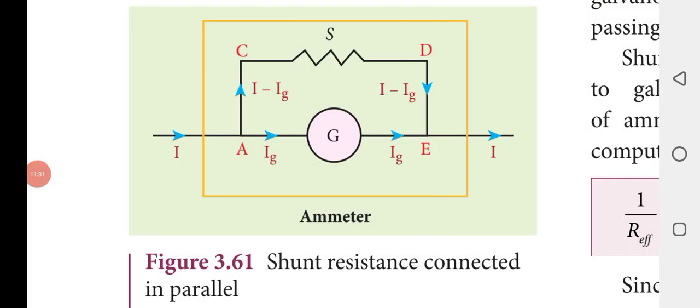And the next topic is conversion of galvanometer into ammeter and also voltmeter. The first topic is galvanometer into an ammeter. You know very well about the galvanometer. Galvanometer is an instrument which is used to indicate the current value in the circuit. So that is a galvanometer.